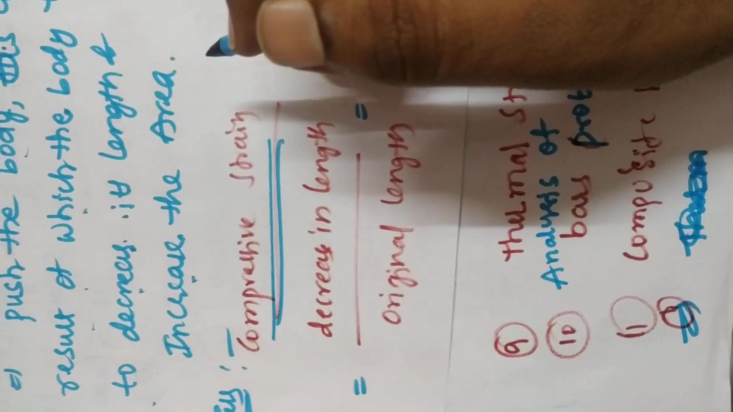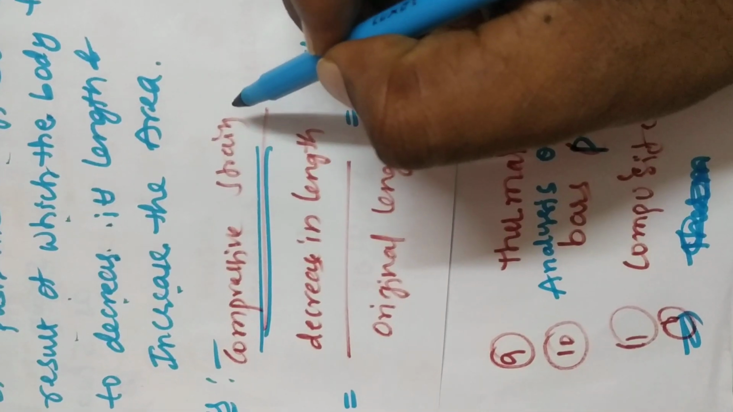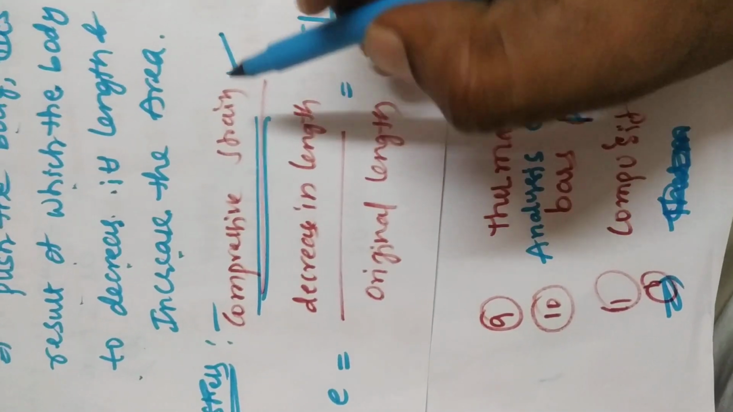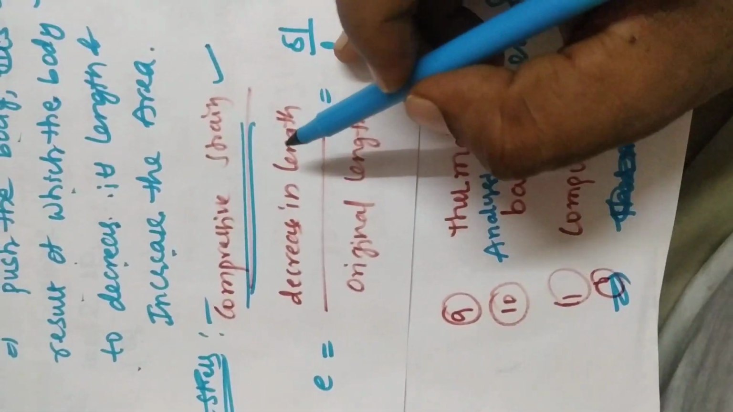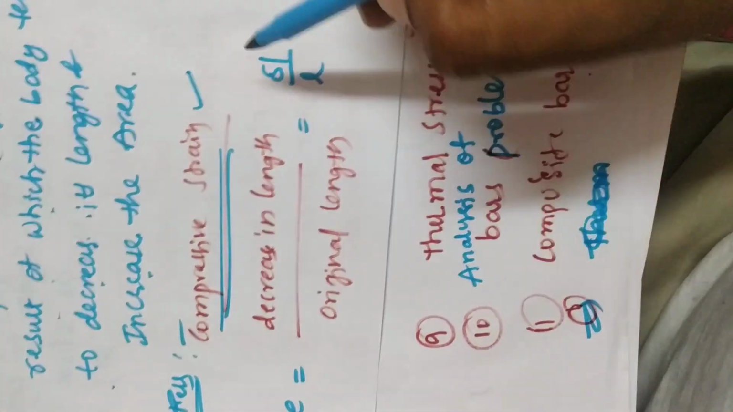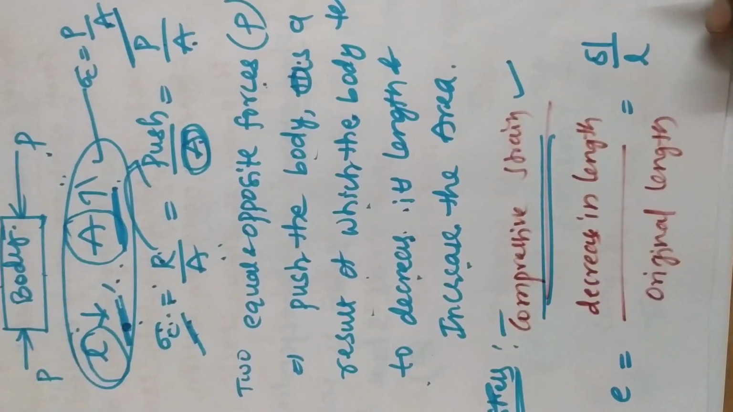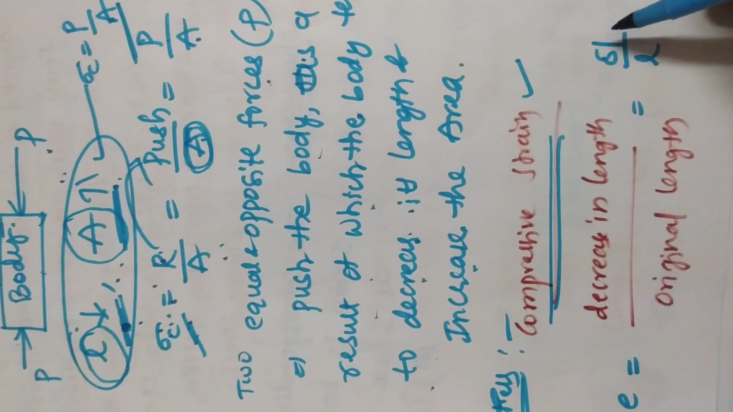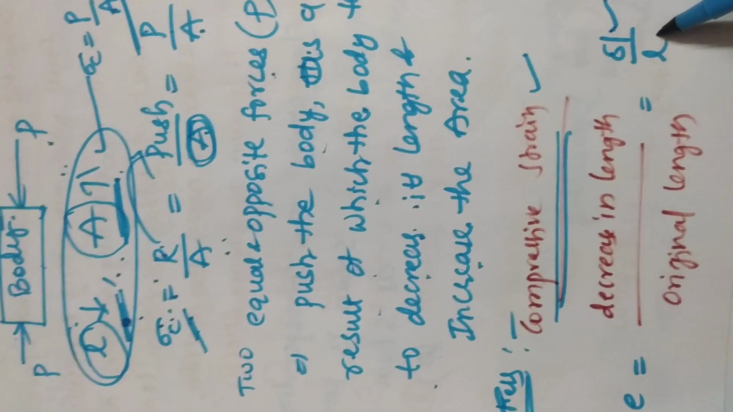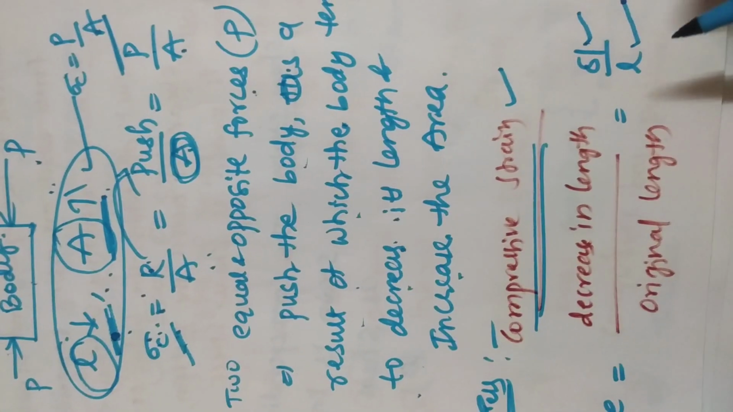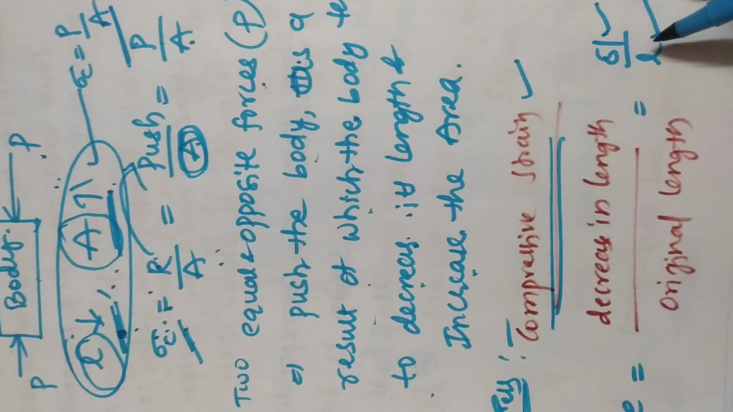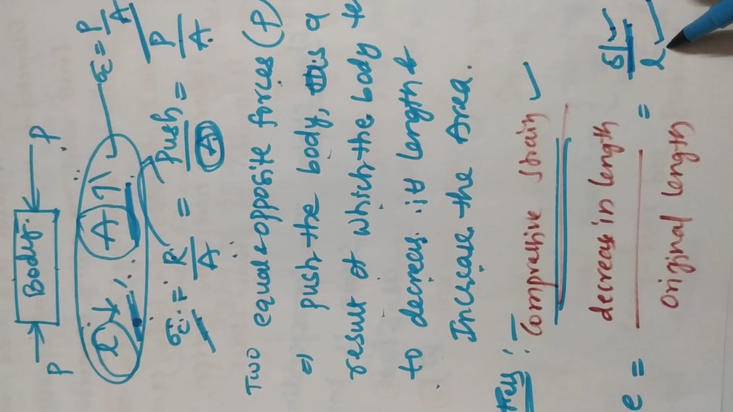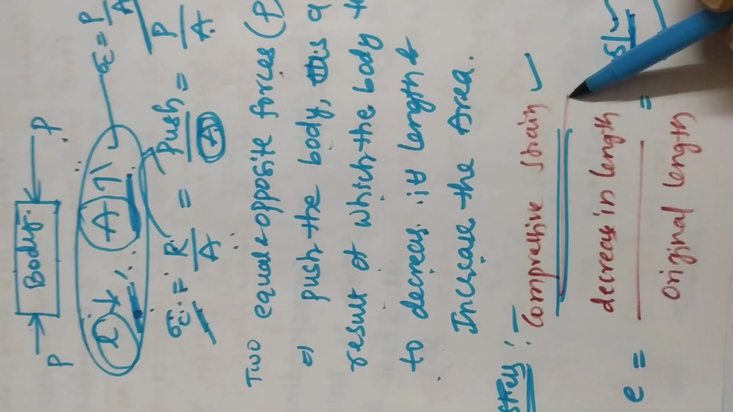The next one is compressive strain. What is the definition of compressive strain? This is the general mathematical relation: E equals delta L by L, where delta L means change in length and L means original length. The ratio between the change in length and the original length is known as compressive strain.